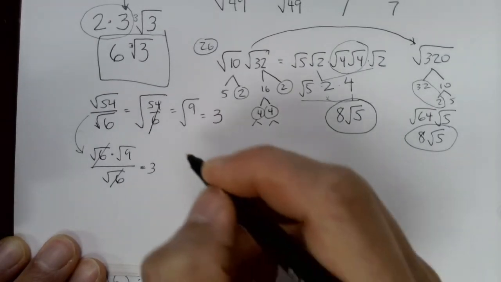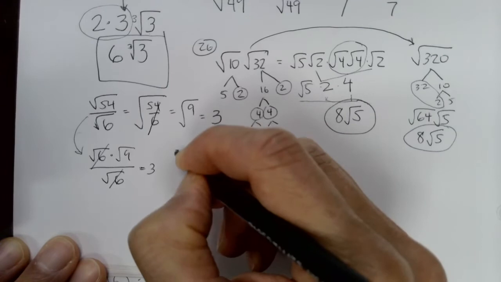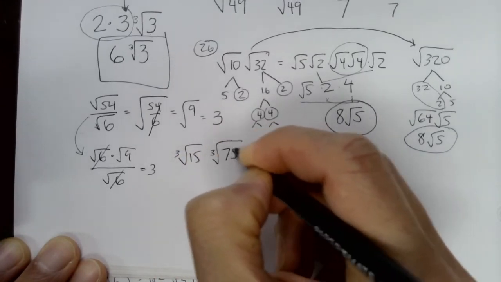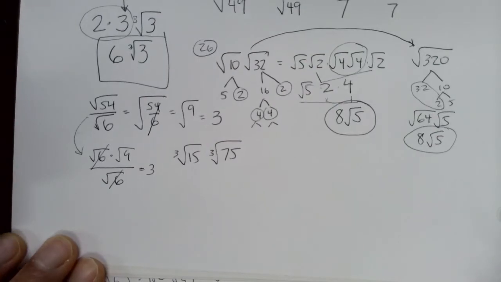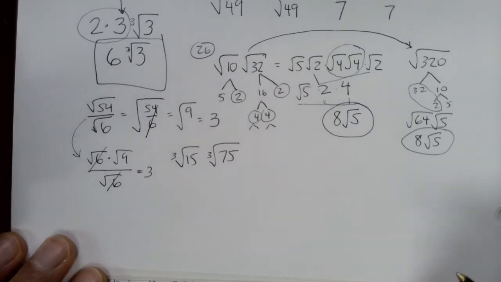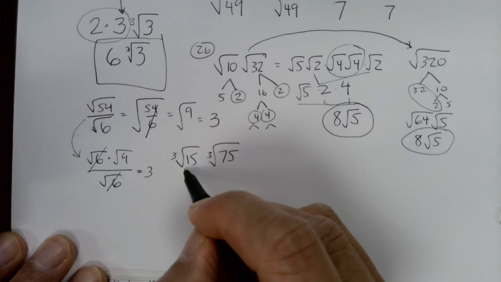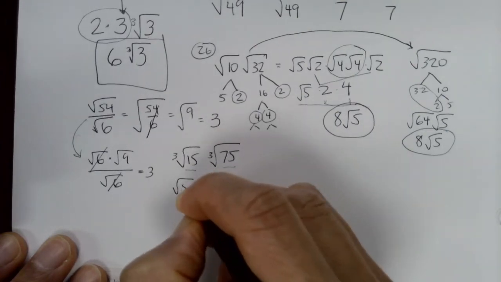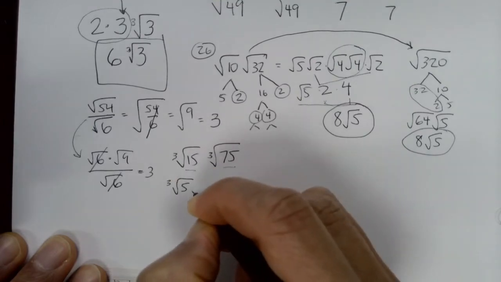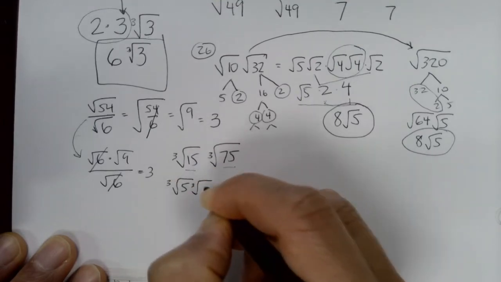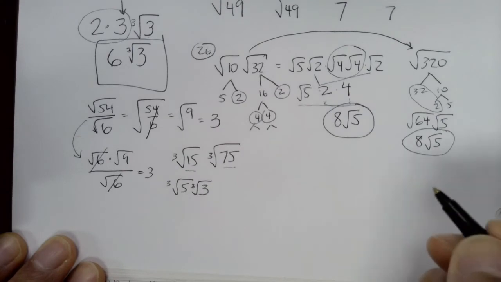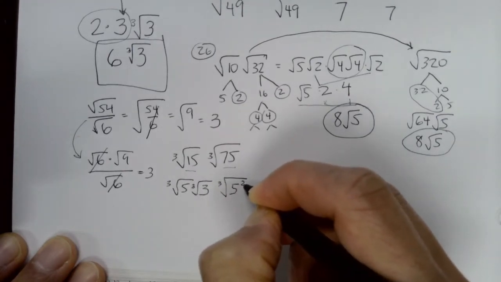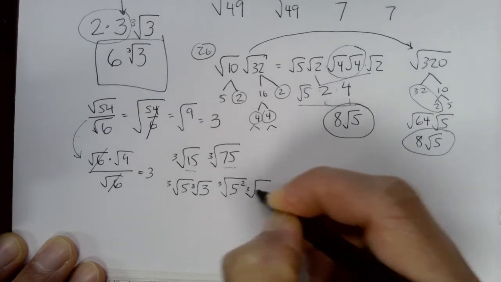Alright, 26c, I've got the cube root of 15 and the cube root of 75. So I'm looking for a perfect cube. You might notice, okay, I've got a 5 in here, and 2 5s in there, so let's see if we can bring those out. Cube root 5 times cube root 3. I'm splitting up 15. And then the cube root of 25, or 5 squared, times the cube root of 3.